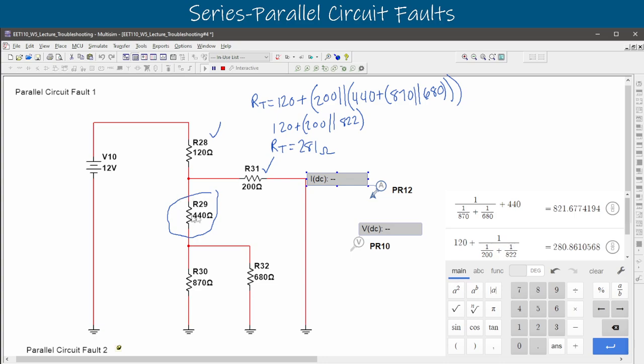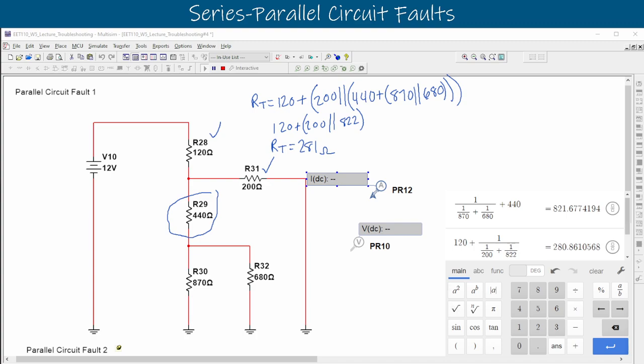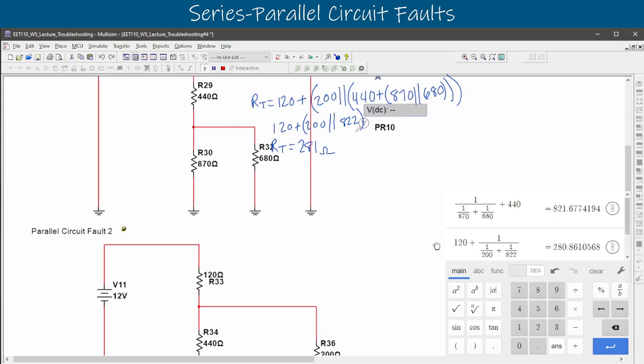So those are fine. So our fault here is going to be the short across the 440 ohm resistor because it has no voltage drop, but it does have current. Right? So let's keep going. We've got another fault down here. Let's move down and we'll check this one.